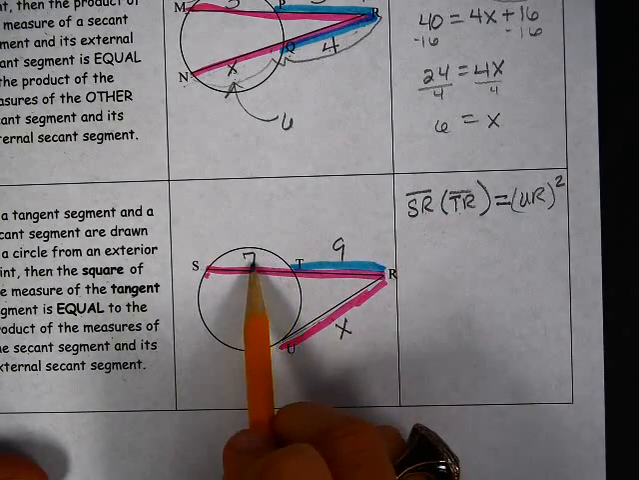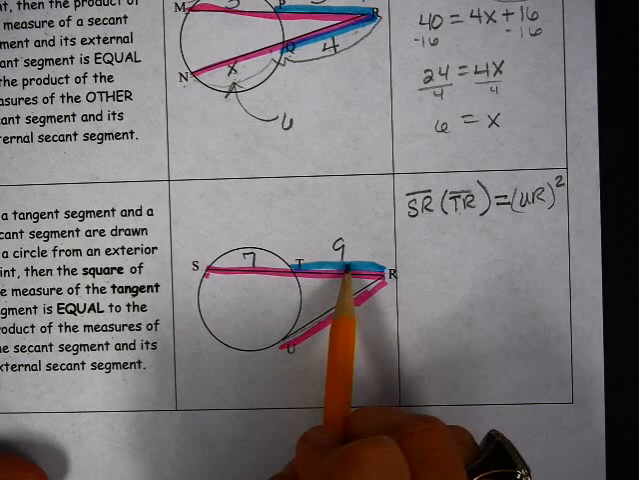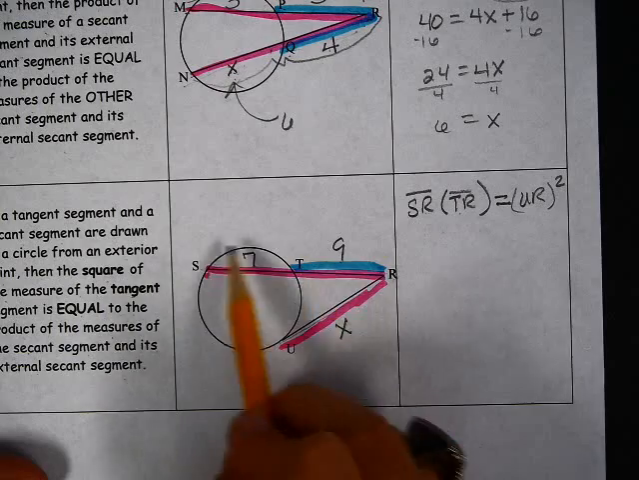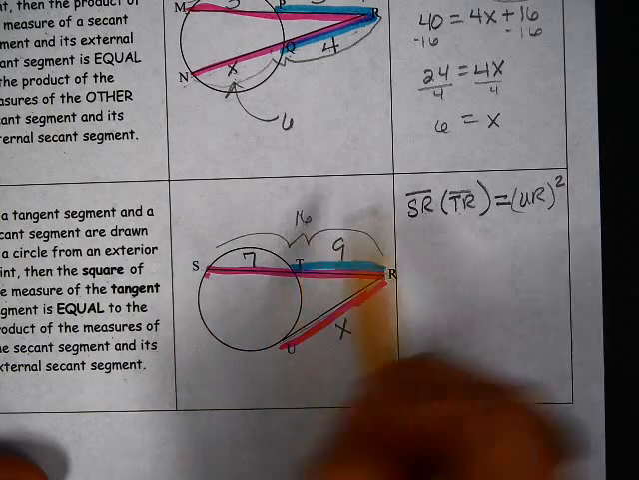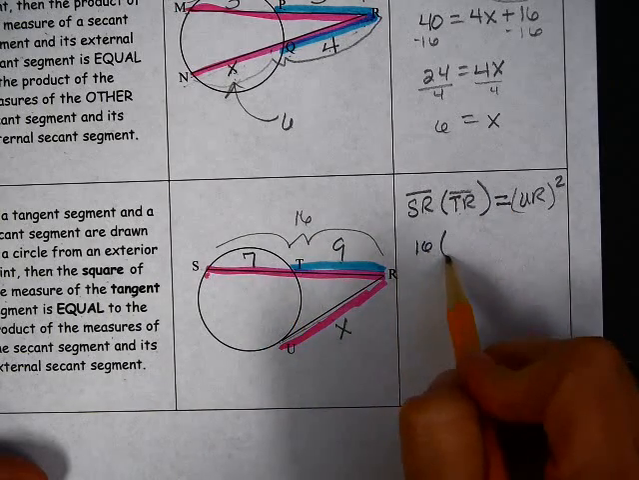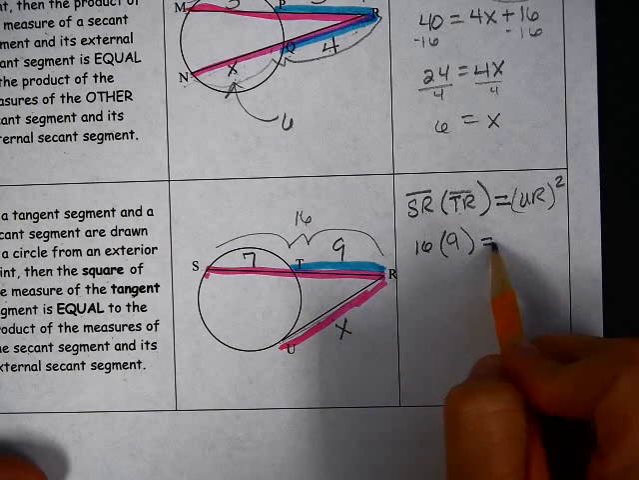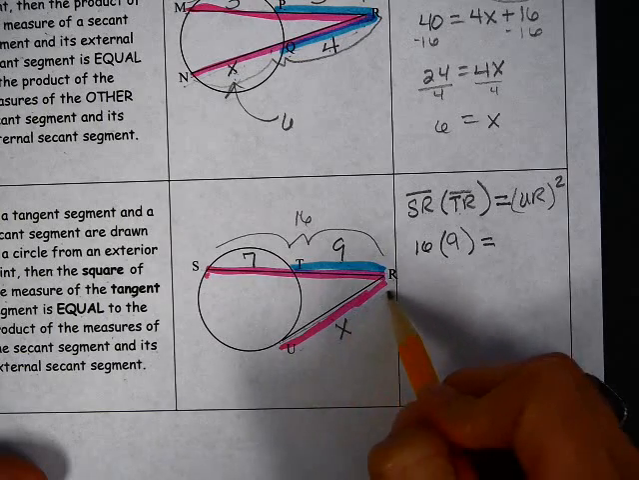So SR, this is where you've got to be careful. A lot of people want to say 7 times 9. That's not correct. We need the entire secant, 7 plus 9, which is 16, times the exterior portion, 9. And that is equal to x squared.